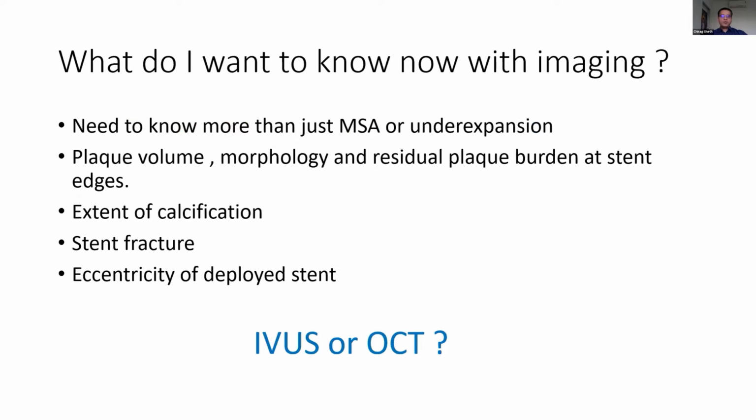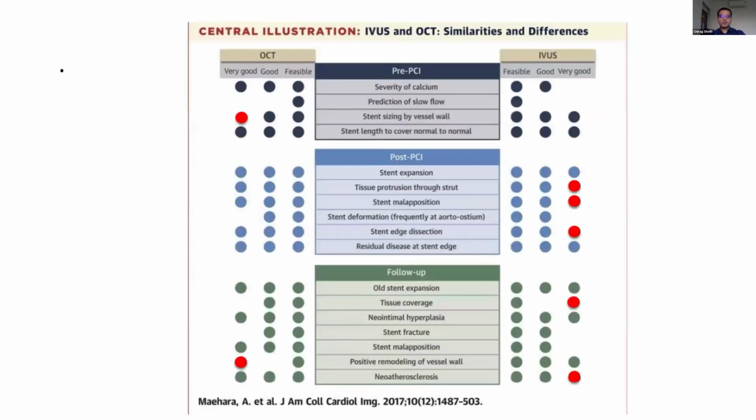So now what do I want to know from imaging in this patient? I need to know more than just MSA or under-expansion. We need to know the plaque volume, morphology, and residual plaque burden at the stent edges. We need to know the extent of calcification, whether there was stent fracture or not, and what was the eccentricity of the deployed stent. And then the question arises, IVUS or OCT.